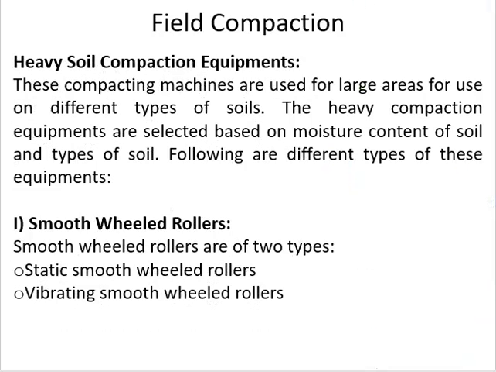Then heavy soil compaction equipments. If the area is large, then heavy compaction equipment is preferred. There are different types of rollers. First one is smooth wheeled rollers. Smooth wheeled rollers are of two types: static smooth wheeled rollers and vibrating smooth wheeled rollers.